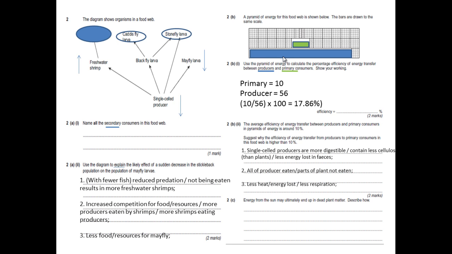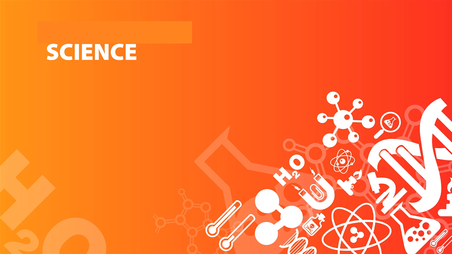Energy from the sun, so 2c, energy from the sun may ultimately end up in dead plant matter. Describe how. So you've got to explain how it goes from the sun into dead material, or just into plant material in general. And so in order to get energy from the sun, the plant must photosynthesize. And then from there, it uses the products of the photosynthesis to make carbon-containing substances, and therefore that could end up in the dead material. So you have to say photosynthesis and then using the products of photosynthesis to produce carbon-containing substances, glucose for instance, cellulose, starch.